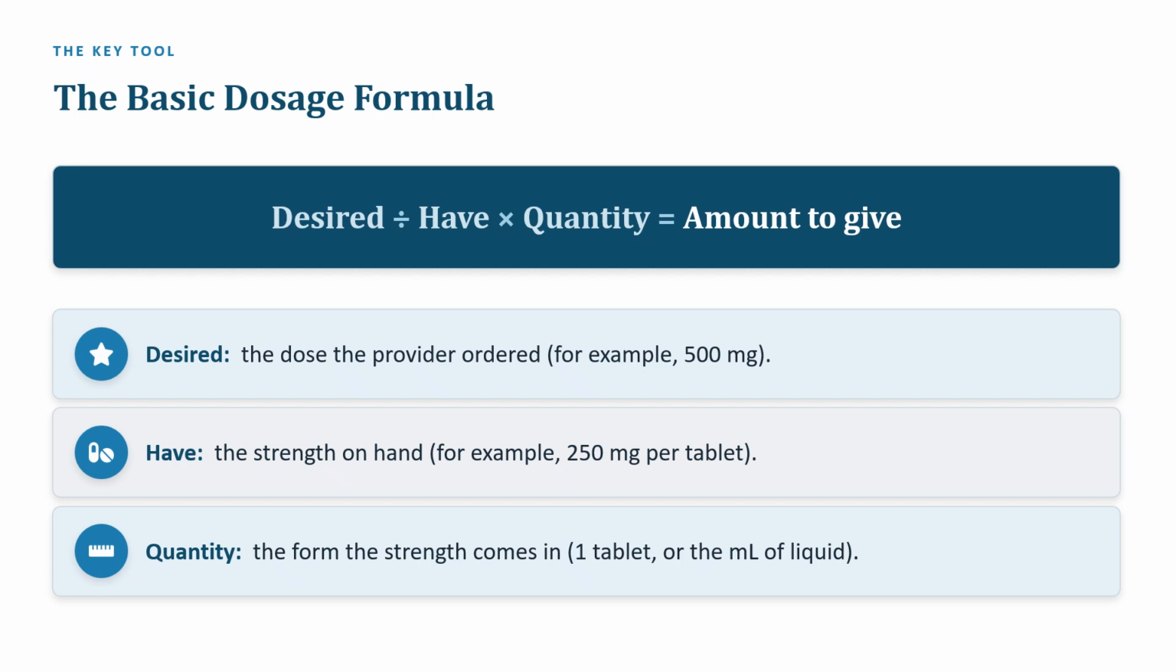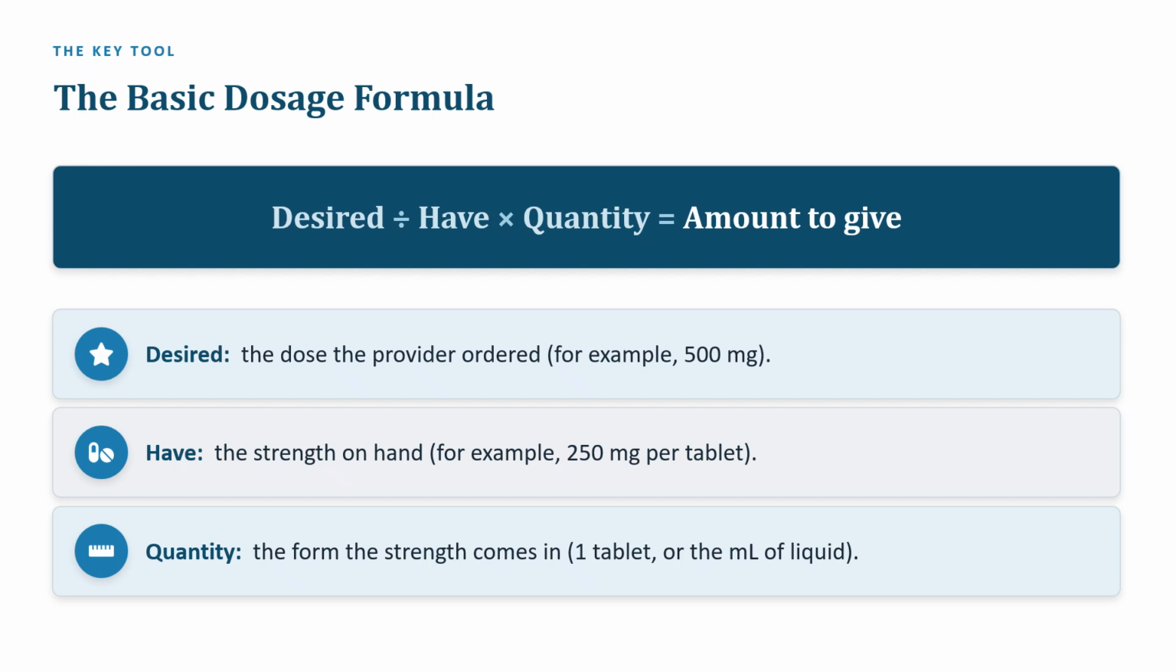If the order is in grams and the label is in milligrams, you convert first so they match, which is exactly why we practice conversions. Once the units match, you simply divide the desired dose by the strength you have, then multiply by the quantity, and the result tells you how much to give.